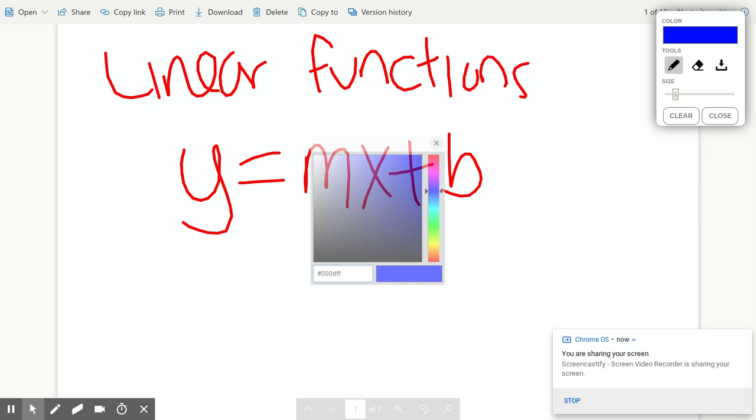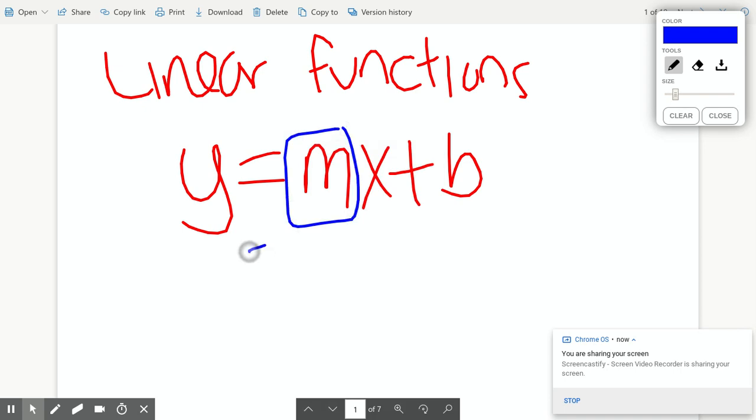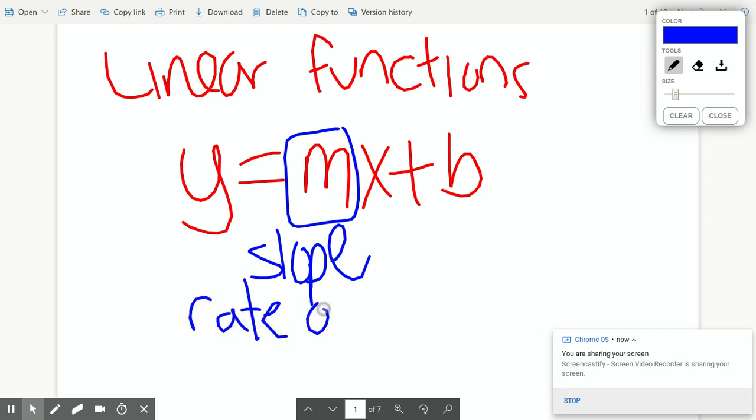The m stands for slope, the steepness of a line. It could stand for your rate of change, so like in miles per hour, or dollars for each book you buy. Anytime you see a word problem with per or each, it's going to be related to your slope.